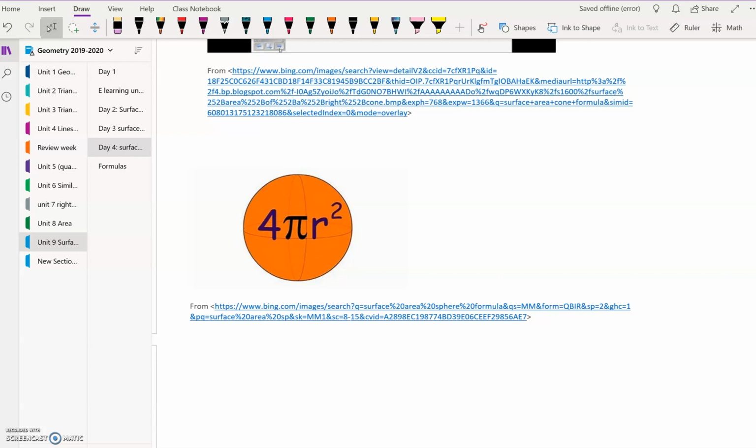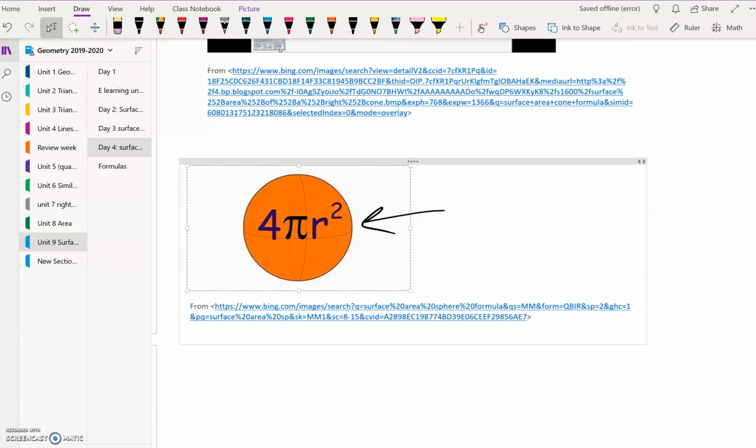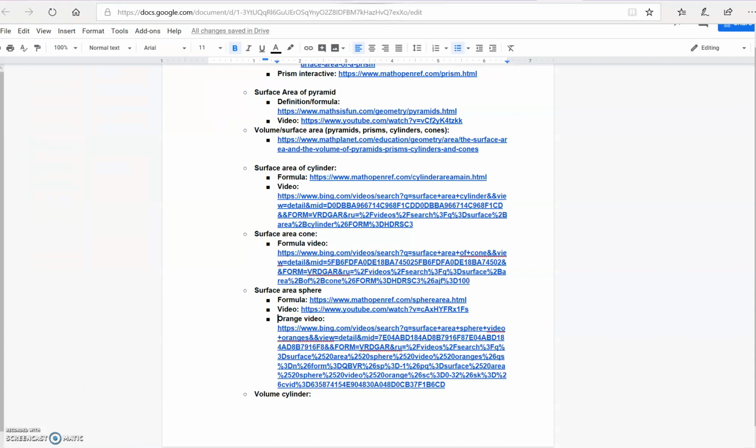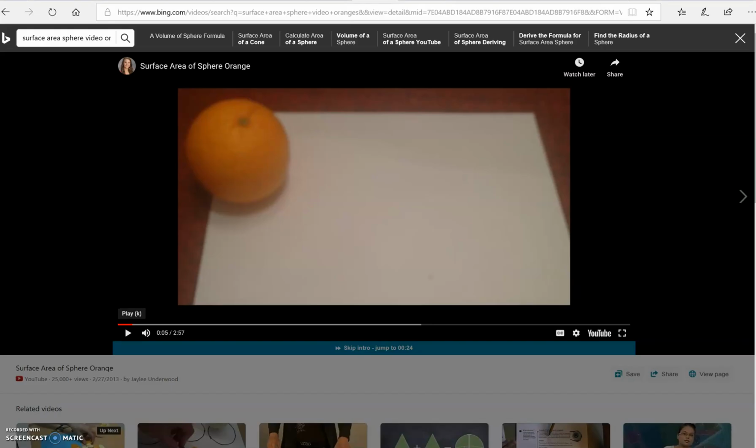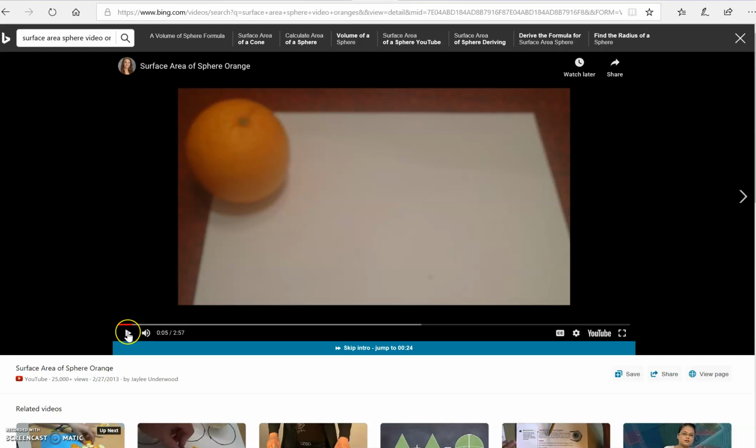For the surface area of a sphere, it's actually 4 pi r squared. So there's your formula. I'm going to show you guys the video on this one because I think this one's pretty quick and it's pretty self-explanatory. I've also added this to my reference library as well.